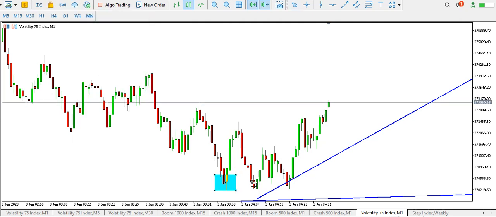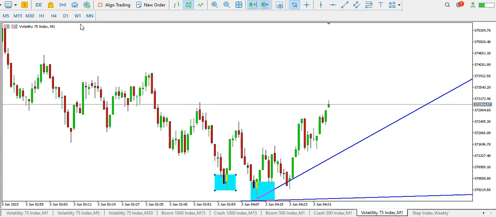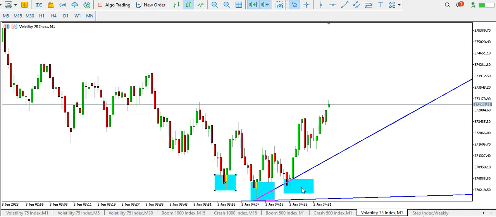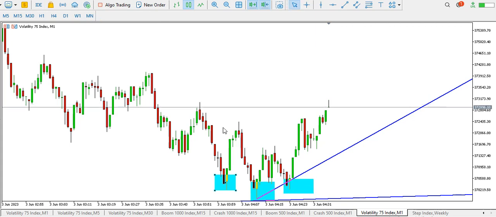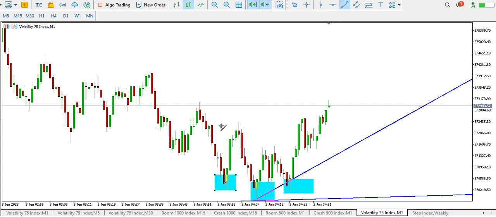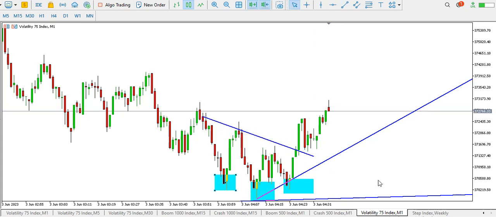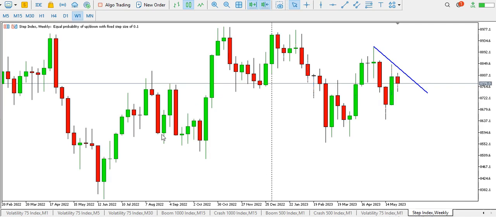Look for buying opportunities as price continues to go up. Okay, so that's that for V75 index. I believe the neckline has been broken around here. Neckline has been broken. So let's take a look at what we have for step index.